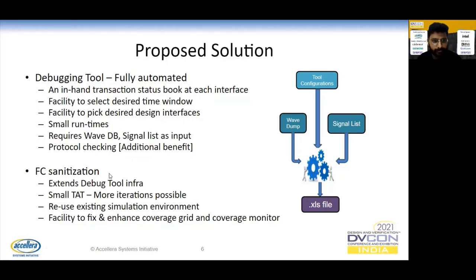And for FC sanitization, the good part is that this setup extends the debug tool infra. It has small run times, so TAT is quite small. If you have a smaller TAT, you will have time for more iterations. You can go ahead for more iterations if you're fixing the code, and also it will be reusing the existing simulation environment. And with this facility, it gives you a provision to fix and enhance the coverage grid as well as the coverage monitor.